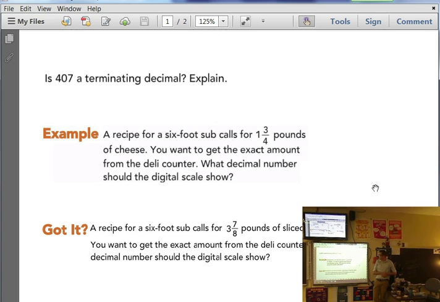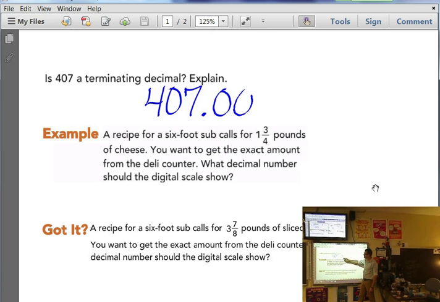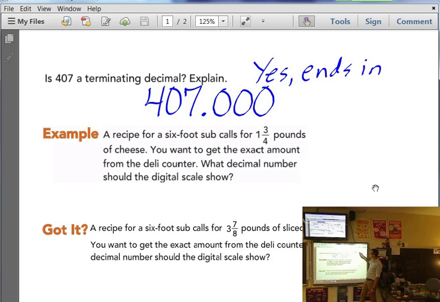It is terminating. So for a terminating decimal, we have to have a decimal, right? So let's first write this with a decimal. Where would my decimal go in that number? Yeah. After the 7. We could also write this as a rational. But because I know that there are no partial values, what's after the decimal? Zeros, right? Do I have to show these? No. So we know this is a terminating decimal because it ends in zeros.